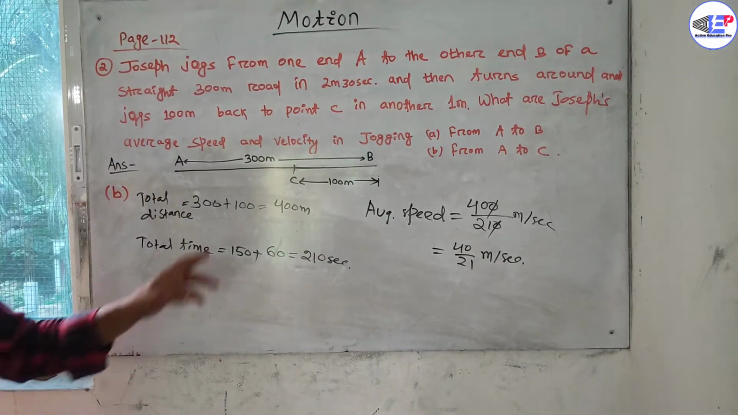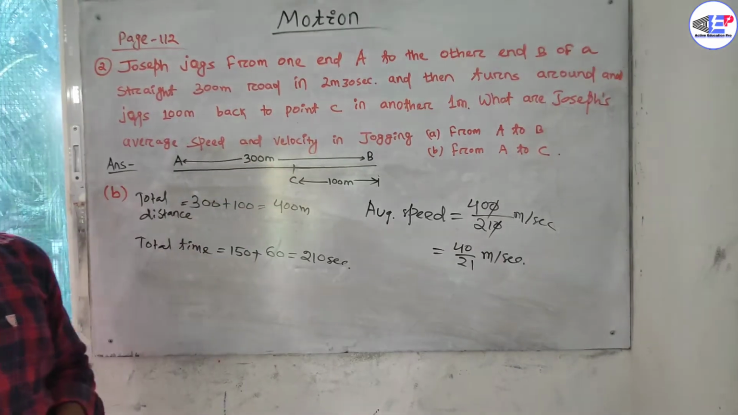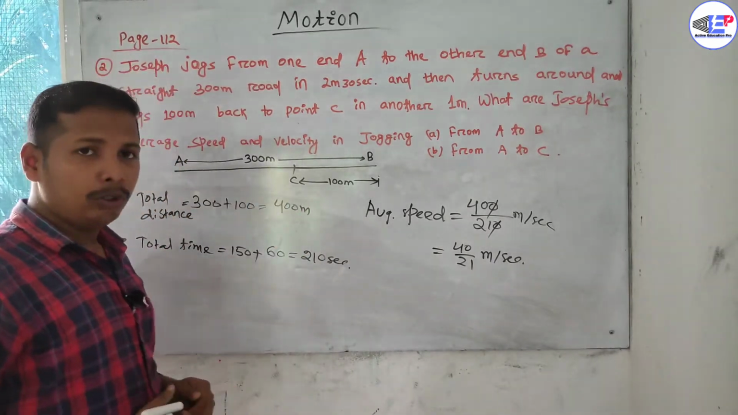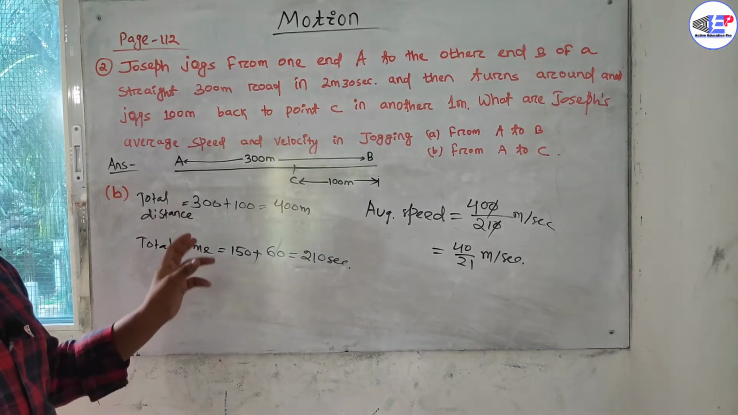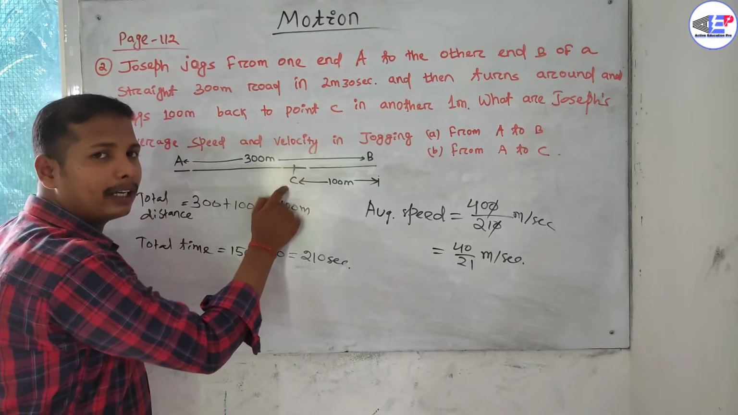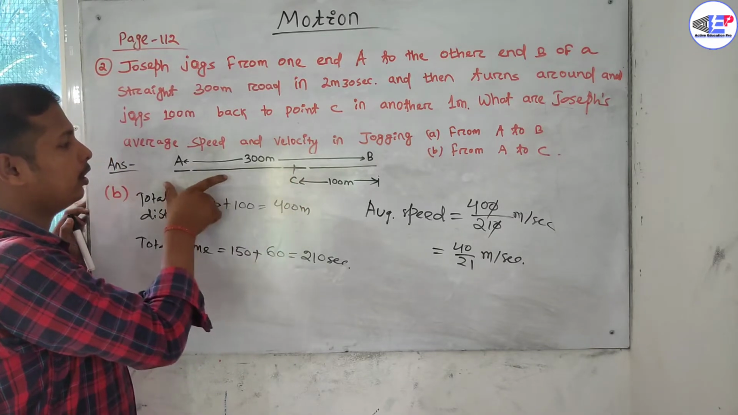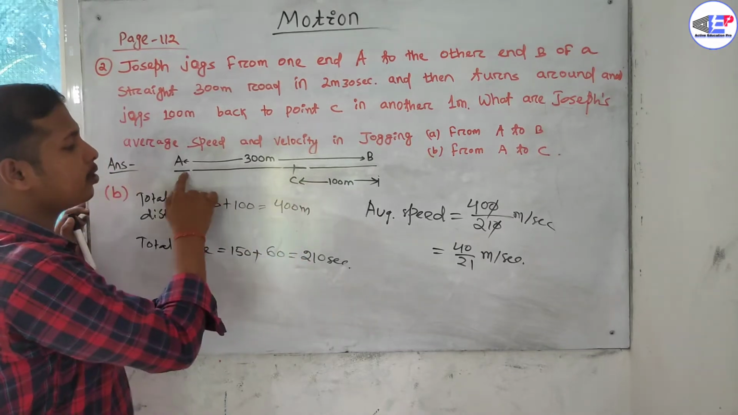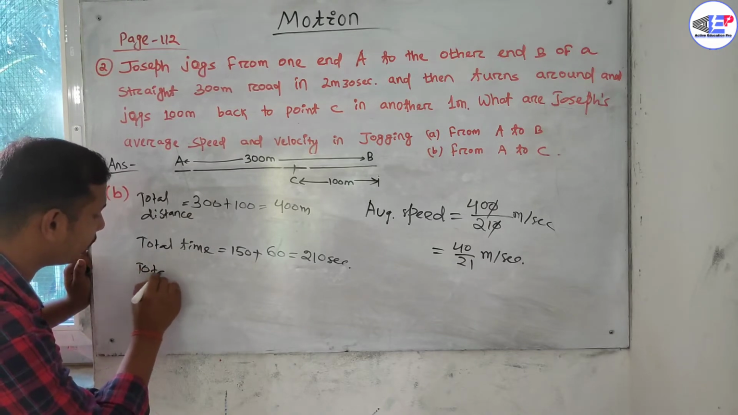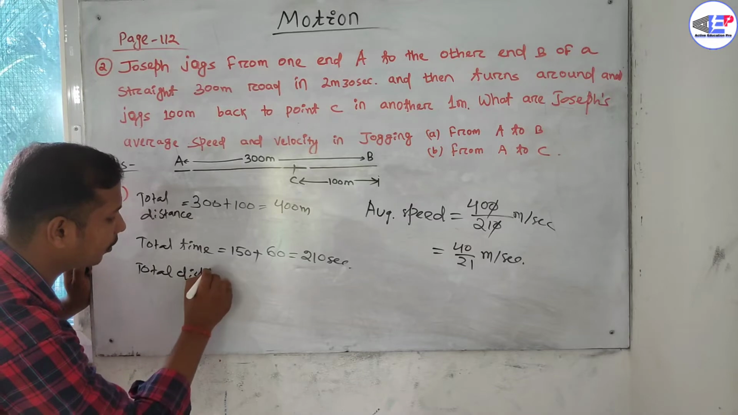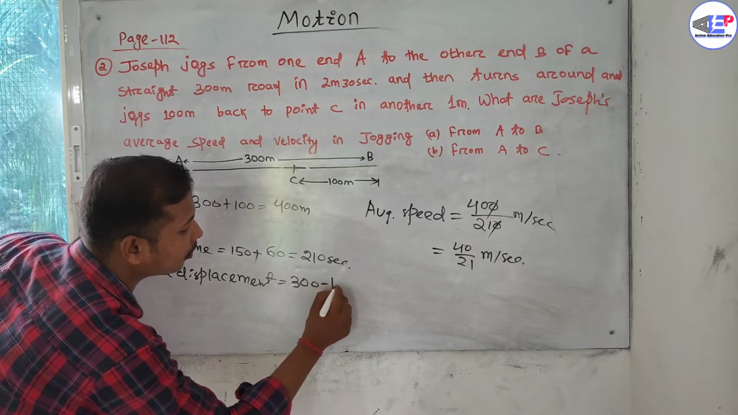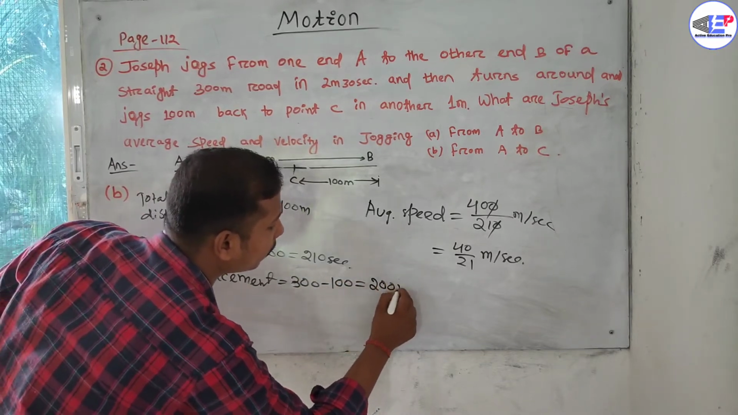Next we have to calculate the average velocity. For finding average velocity, we have to calculate the total displacement from point A to C. We know that displacement is the shortest distance between initial and final position. Here A is the initial position and C is the final position. So total displacement becomes 300 minus 100, which gives 200 meter. So from point A to C, total displacement is 300 minus 100, which is 200 meter.